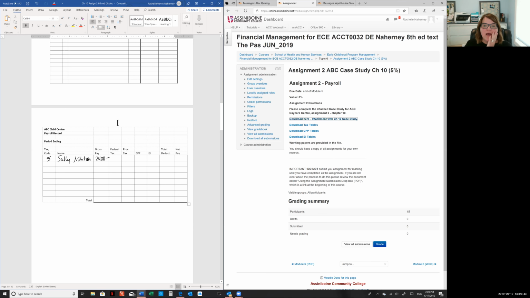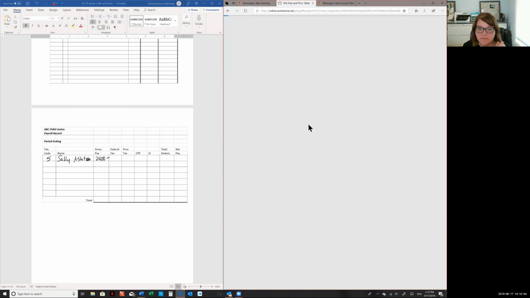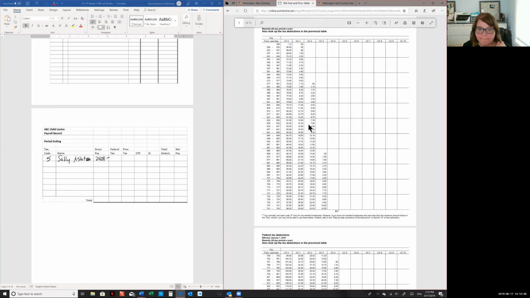Now, as you can see here on the right-hand side of the screen, you have assignment 2 and the actual instructions that we just opened up here. Then below that, we have tax tables. What I've done is link you to the 2018 payroll deduction tables that are on the CRA website. I'm going to quickly open up the tax tables and show you.